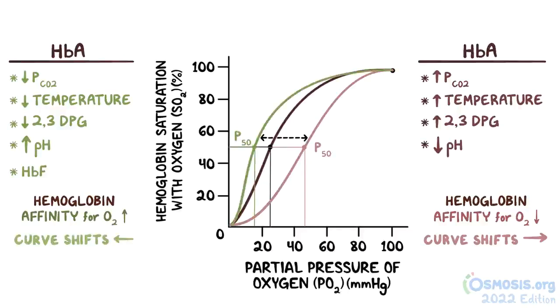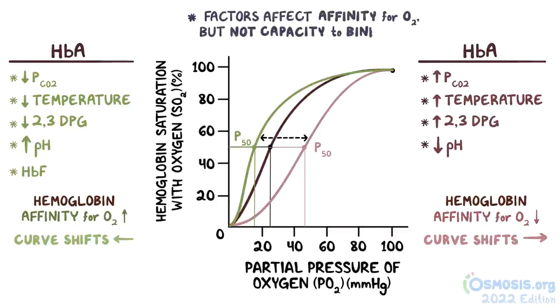So far, to be clear, these factors affect hemoglobin's affinity for oxygen, but not hemoglobin's capacity to bind oxygen. This means that hemoglobin is still only able to bind 4 molecules of oxygen, but how easily it does so when there's a certain partial pressure of oxygen depends on the circumstances.